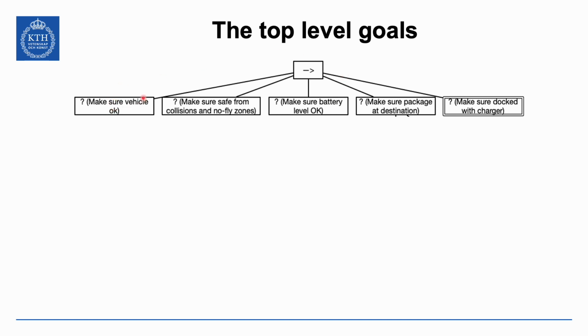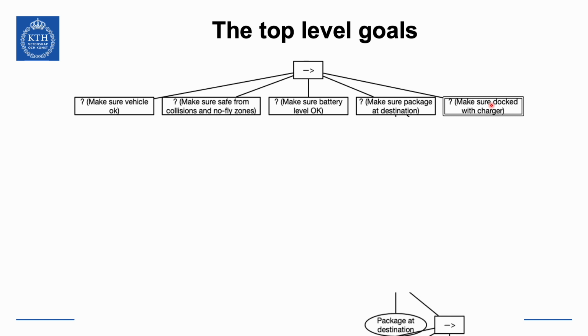First, we want to make sure the vehicle is okay. This is in terms of internal errors, such as propeller malfunctions and stuff. If the vehicle is okay, we want to make sure we're safe from collisions and no-fly zones. If that is satisfied, we want to make sure the battery level is okay. So if we're low on battery, we should fix the problem by recharging, and then worry about other things. Then we want to make sure the package is at the destination, and when all of these are satisfied, we want to go back and dock with the charger, waiting for the next mission.